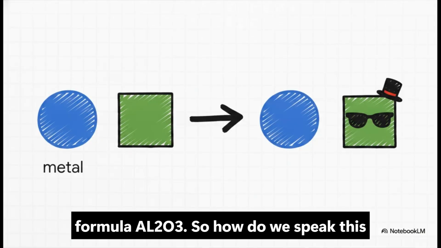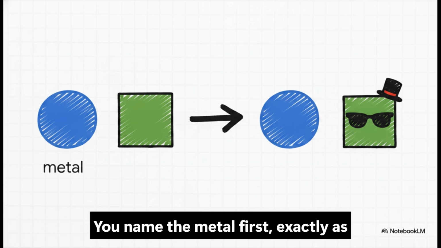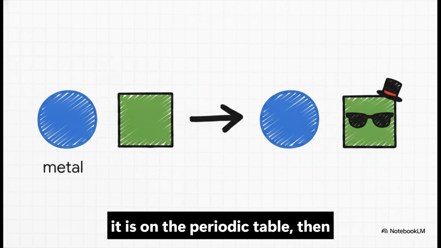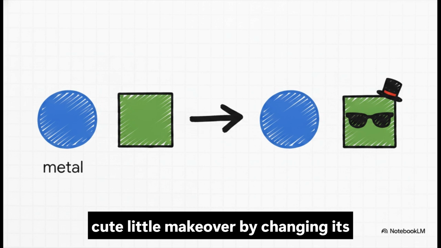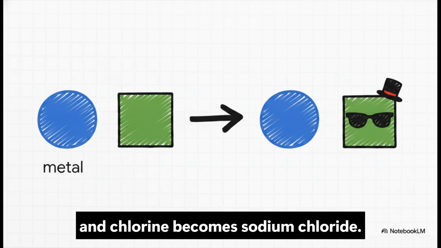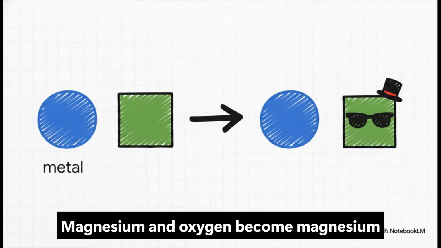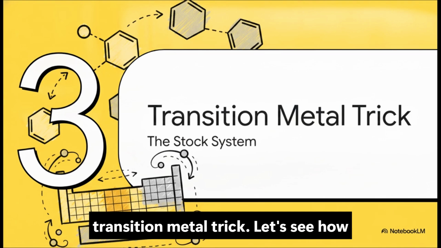So, how do we speak this code out loud? It's honestly a breeze. You name the metal first, exactly as it is on the periodic table. Then, name the nonmetal, but give it a cute little makeover by changing its ending to an "-ide" suffix. So sodium and chlorine become sodium chloride. Magnesium and oxygen become magnesium oxide. Super easy, right? Section 3, the transition metal trick.